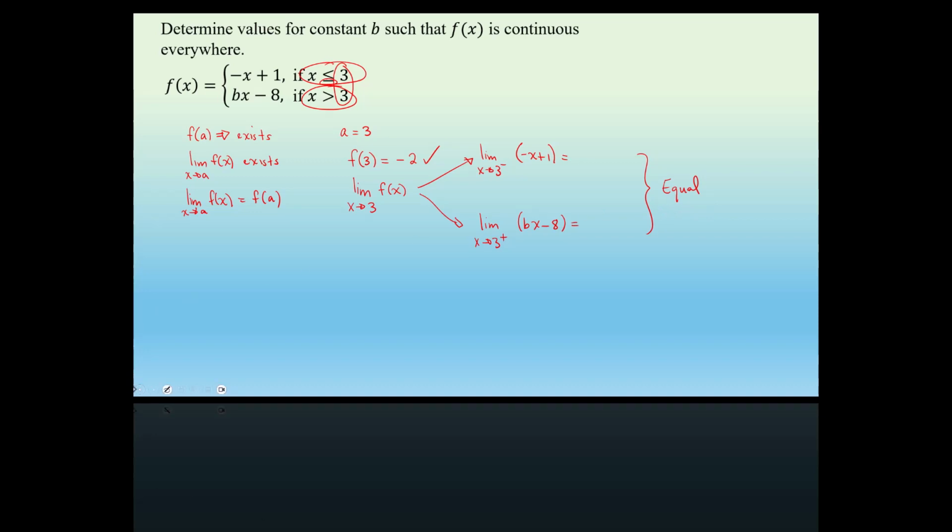So let's keep going. In order to evaluate the limit as x approaches 3 from the left, we'll do direct substitution. So we'll plug 3 in here, and we'll get negative 3 plus 1, which is negative 2. To evaluate the limit as x approaches 3 from the right, we'll plug in 3 for the x, and we get 3b minus 8. Now remember, the reason we're looking at the limit approaching from the left and approaching from the right is because we want the overall limit as x approaches 3. These two expressions, negative 2 and 3b minus 8, have to be equal to each other. Therefore, we can write it like this.